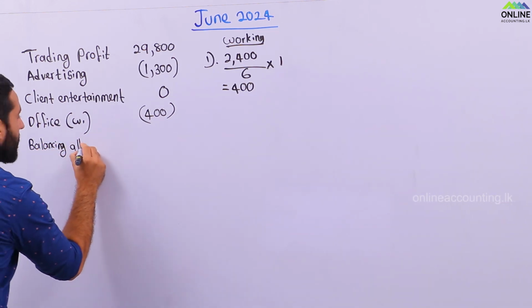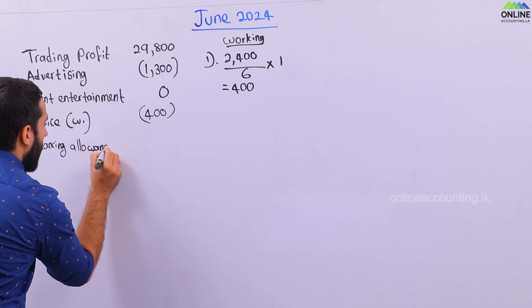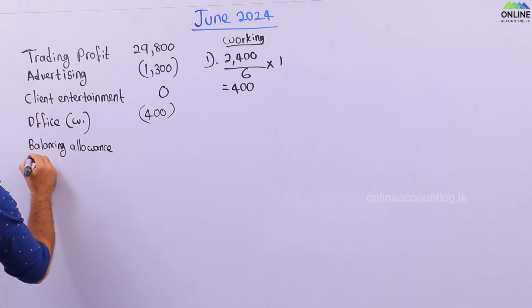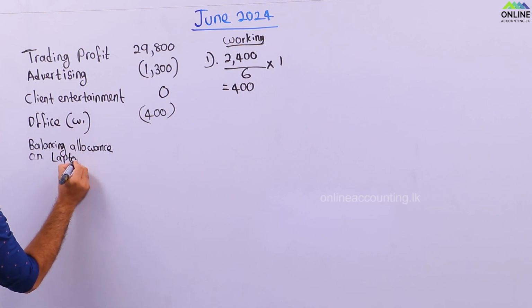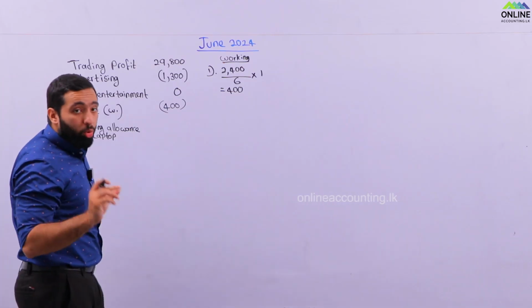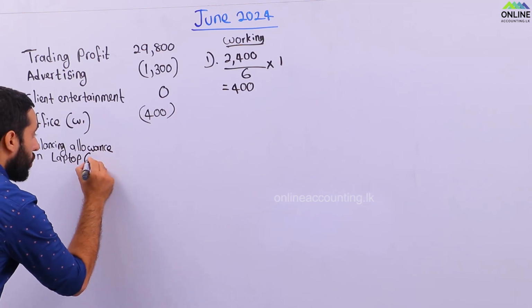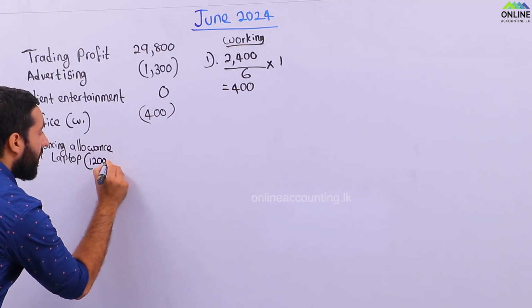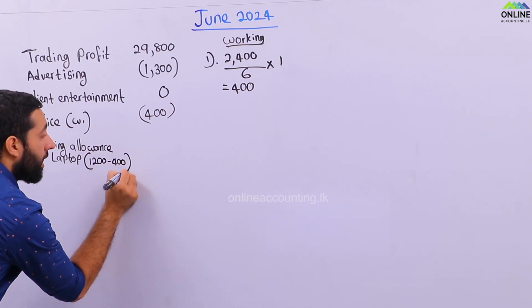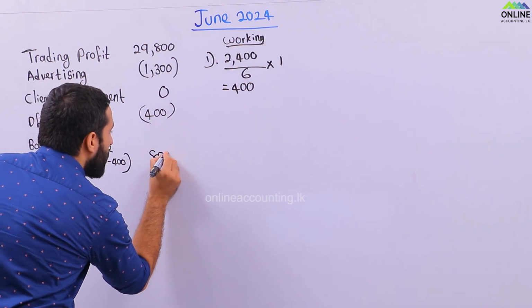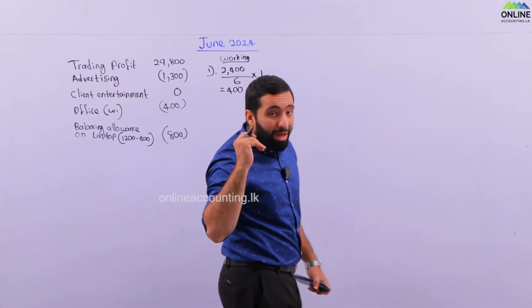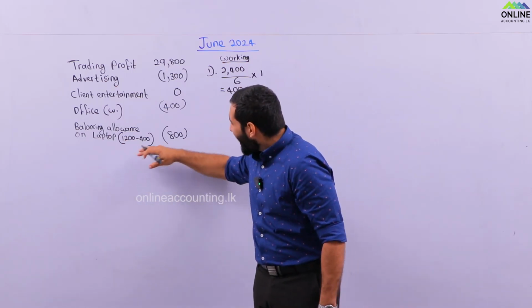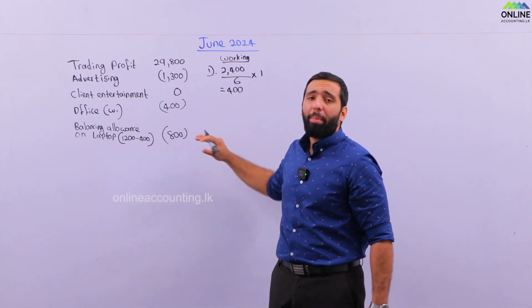Balancing allowance on laptop. Okay, on laptop, what you can do is you have to do this 1,200 minus 400. You have to reduce 800. Why? Now you may be wondering, why is this? Yes, because why are we doing this? The entire loss is taken as the capital allowance.